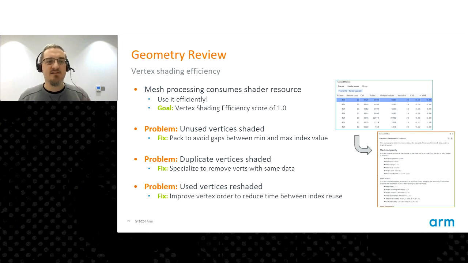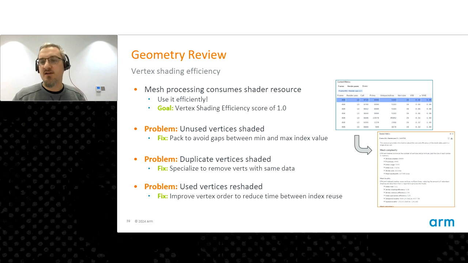So for vertex shading efficiency, you're looking at only shading indices that you actually want to use. You may find that you have gaps in your index buffer. Mali shades in groups of 4, so gaps mean that we'll end up shading indices that you're not actually referencing. So if that value is high, then you could compress your index buffer to remove redundant shading and data fetch.